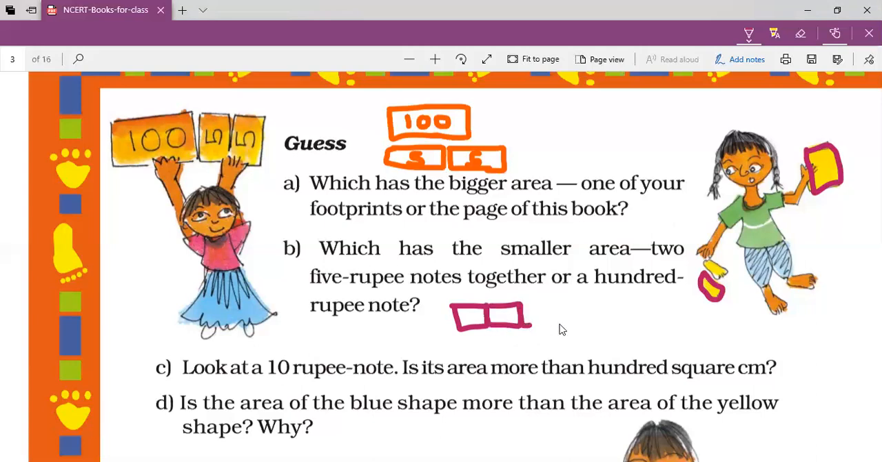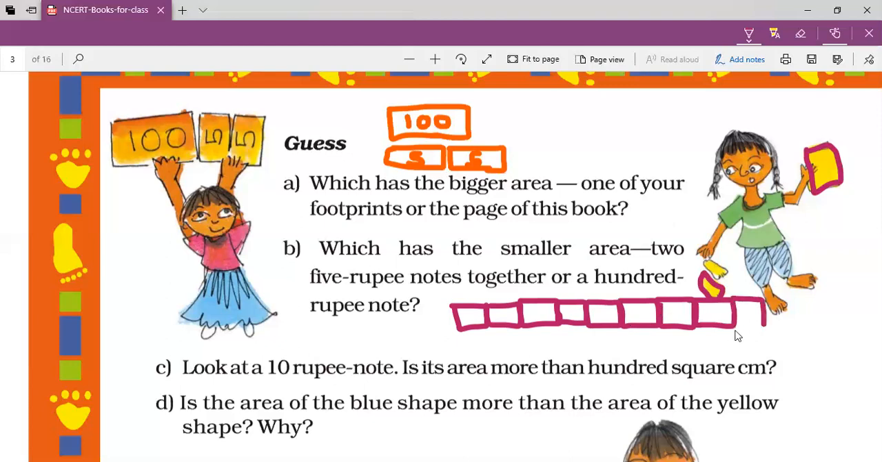how many square centimeters will it be? It will be 10 square centimeters. 1 centimeter is equal to 1 square. So 10 squares is equal to 10 centimeters. Similarly, if I draw a grid of 10 by 10 centimeters, how many squares will we get? We'll get 100 square centimeters.